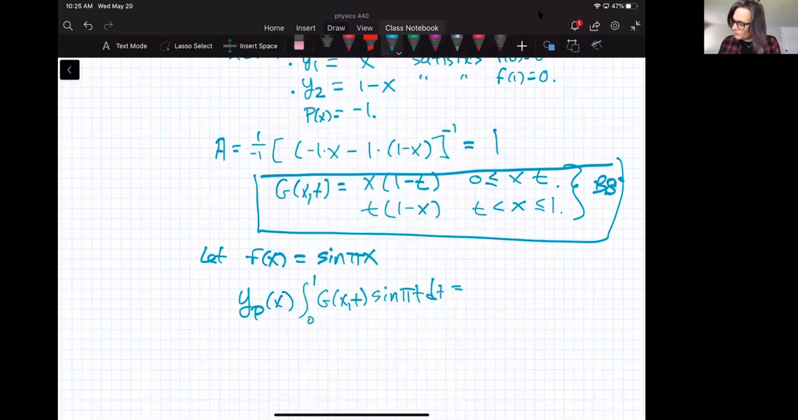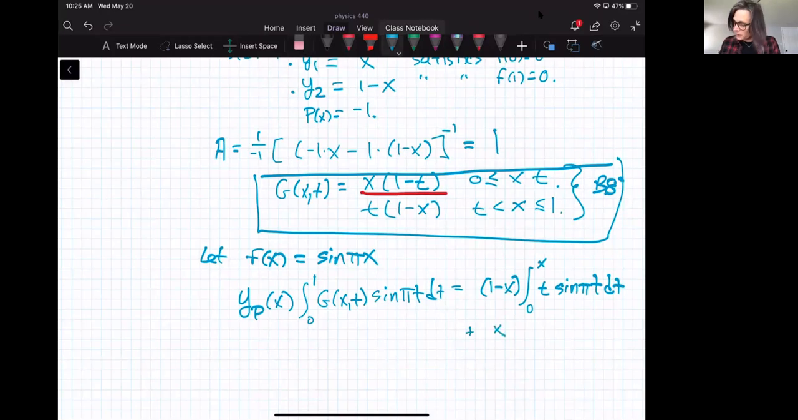We have 1 minus x times the integral from 0 to x of t times sine pi t dt. In other words, we're kind of replacing the t and the x in order to make this integral a functional form rather than evaluating it for a number. And you'll do this every time you use a Green's function.